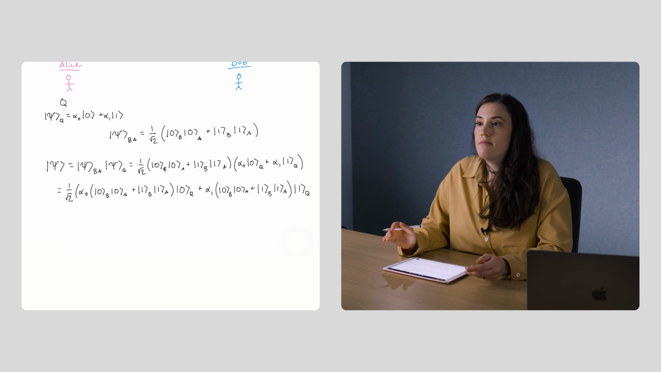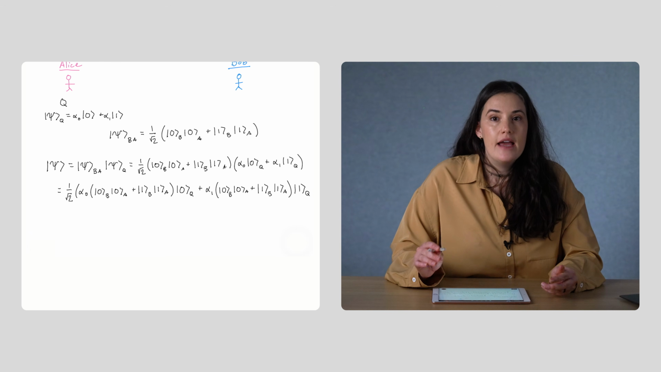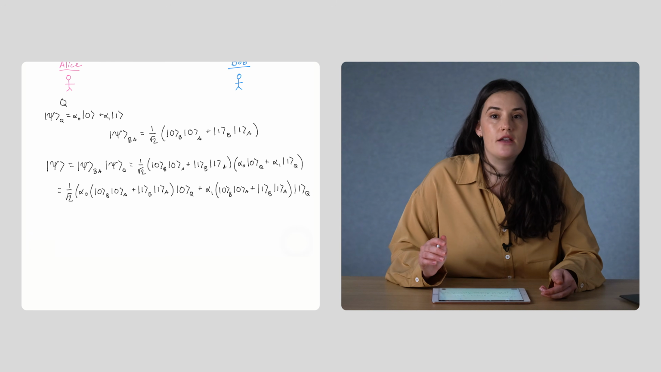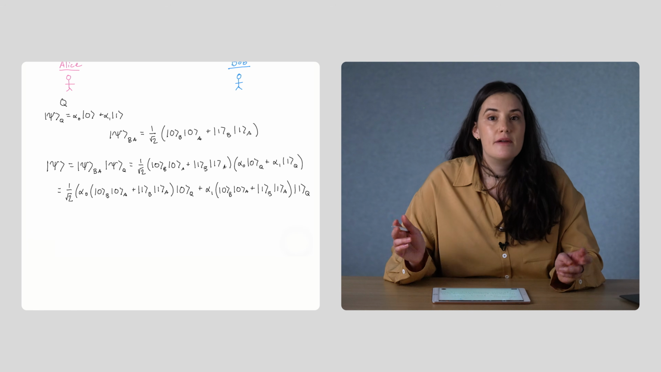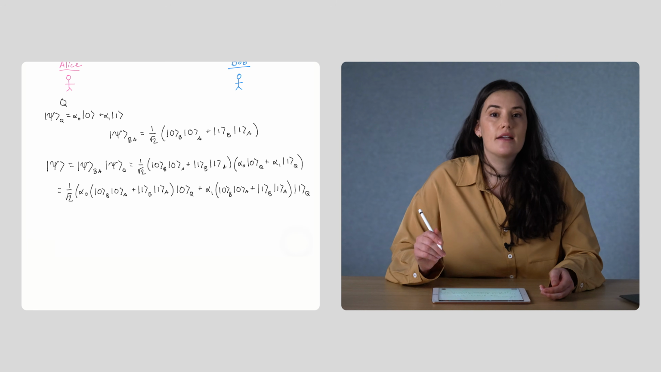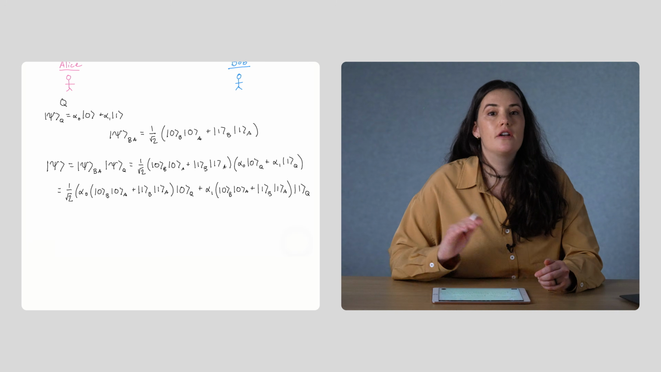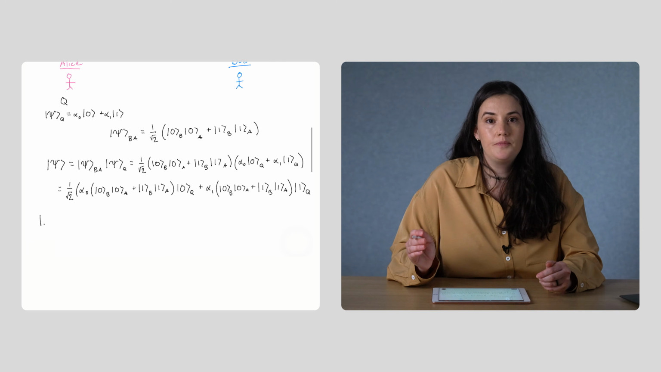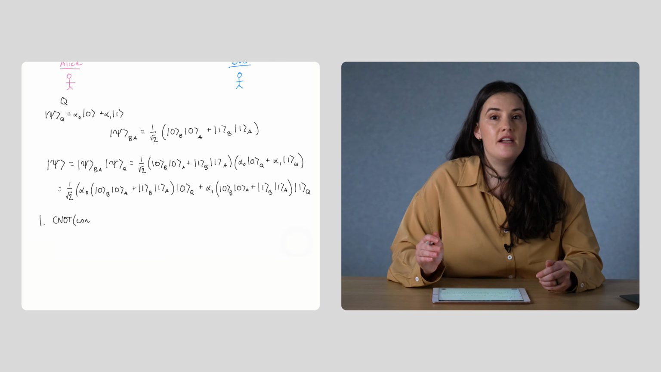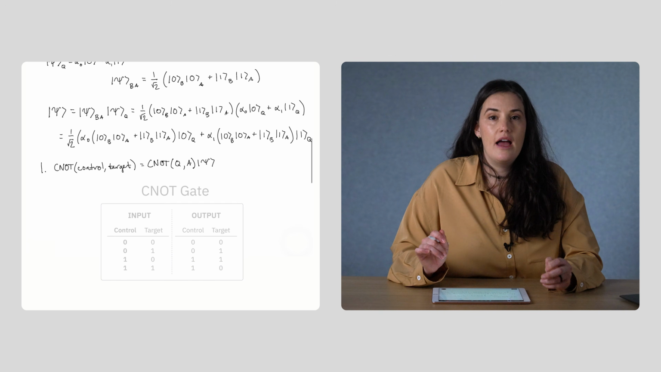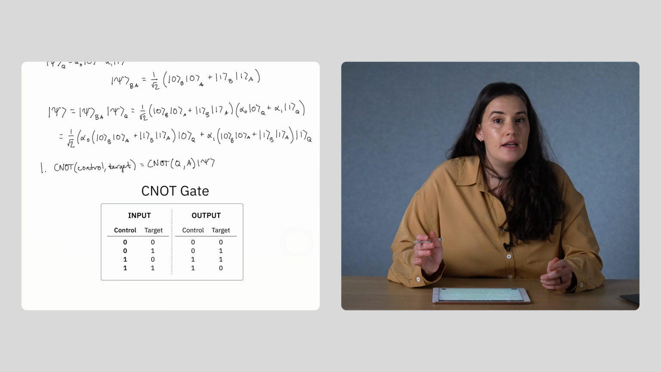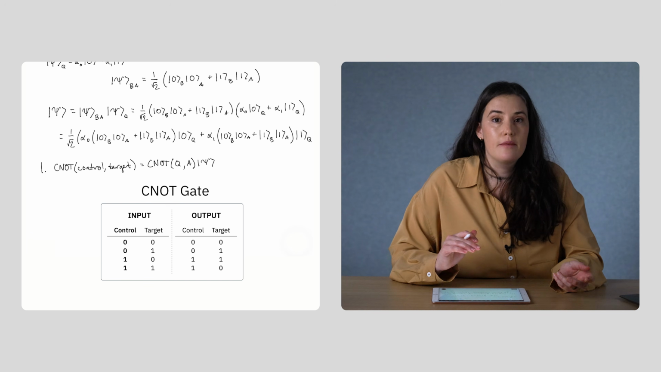Then, the first step in our teleportation protocol is for Alice to entangle her data qubit with her half of the E-bit qubit using a CNOT gate. A CNOT, or controlled NOT gate, will change the state of one qubit, the target qubit, depending on the state of another qubit, the control qubit. If the control qubit is in the state 0, then nothing happens to the target. And if the control qubit is in the state 1, then the target qubit is flipped.